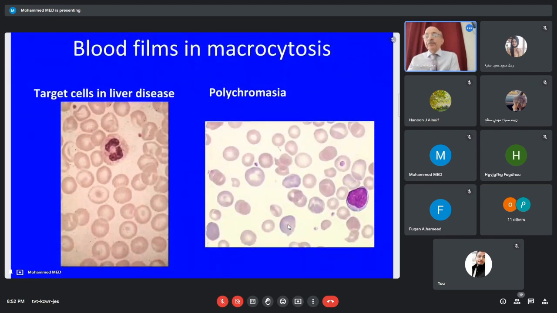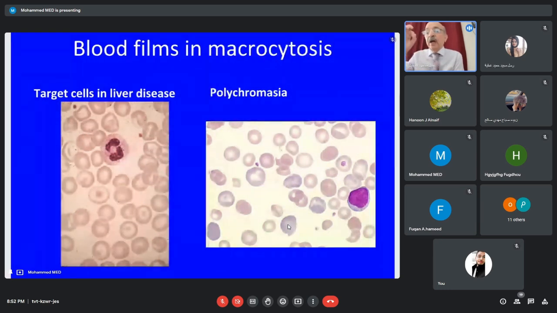Yes, this is what we mean by polychromasia. The slide on the right-hand side, you see that the RBCs are different in shape and in colors. Okay, and on the left-hand side, this is characteristic of the target cells in chronic liver disease. Target, you know what's target? Target means هدف. يخلون هدف ويرمون عليه target. Next slide, please.